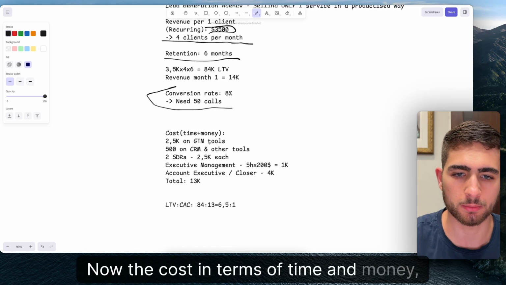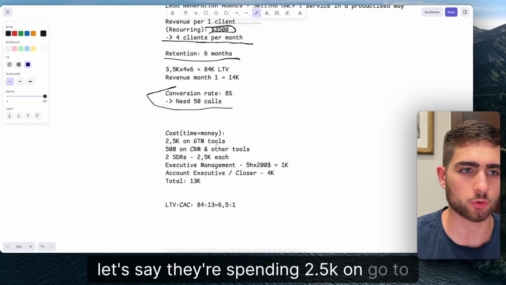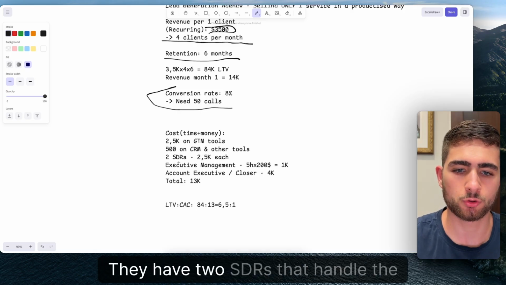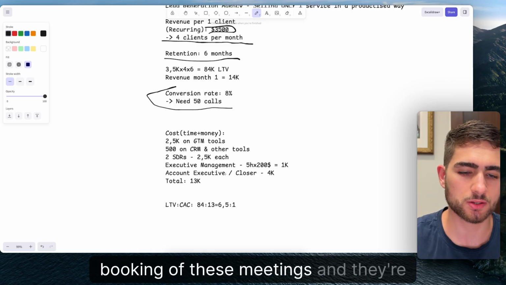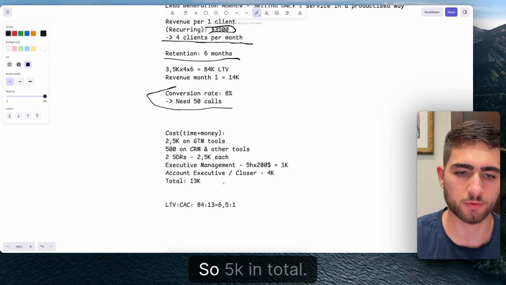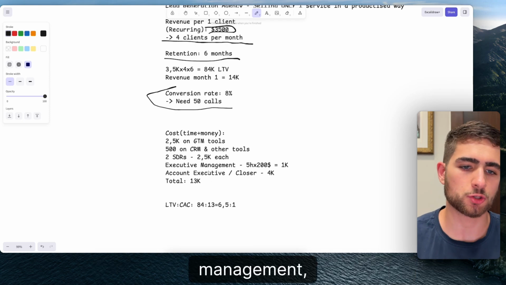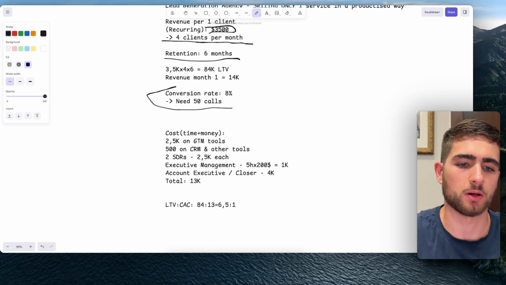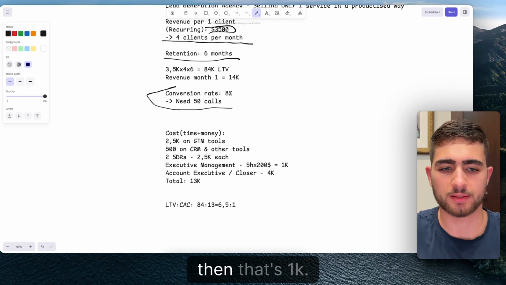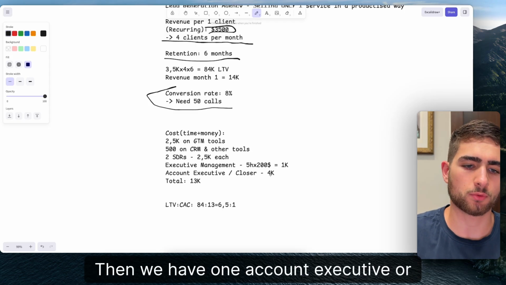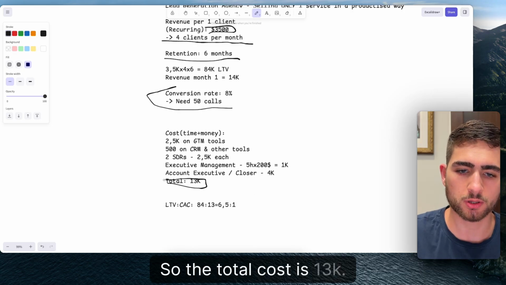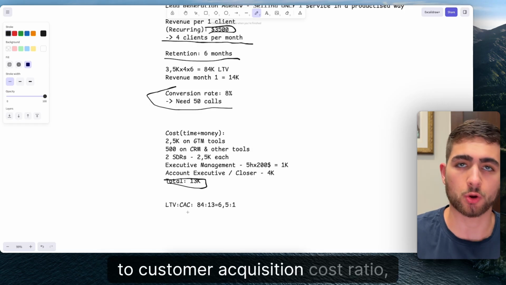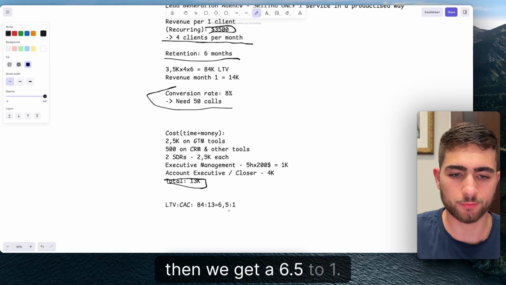Now, the cost in terms of time and money: let's say they're spending 2.5K on go-to-market tools. They're spending 500 on their CRM and some other tools. They have 2 SDRs that handle the booking of these meetings, and they're paying 2.5K for each, so 5K in total. Then they have some executive management. Let's say it takes 5 hours to manage everything, and if the manager's rate is $200 an hour, then that's 1K. Then we have 1 account executive or closer for 4K. So the total cost is 13K. Now, if we calculate the lifetime value to customer acquisition cost ratio, we get 6.5 to 1.